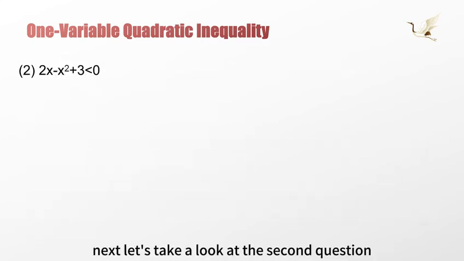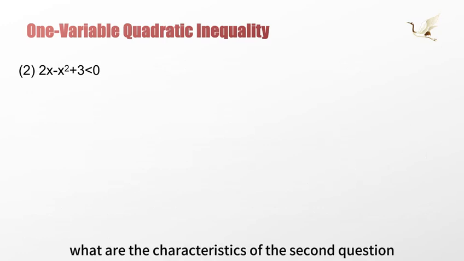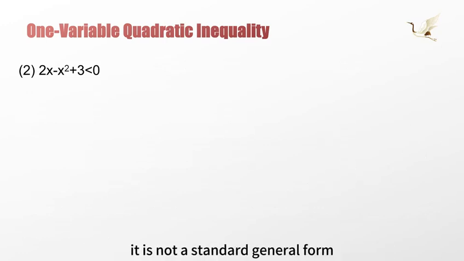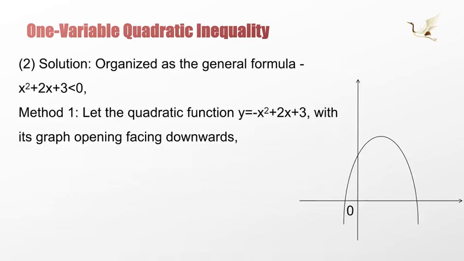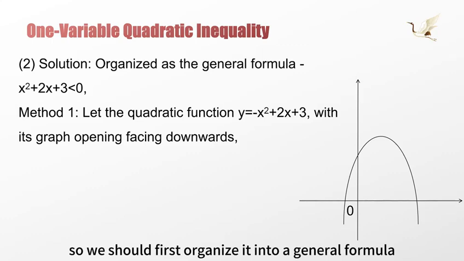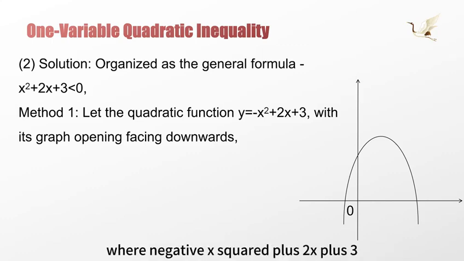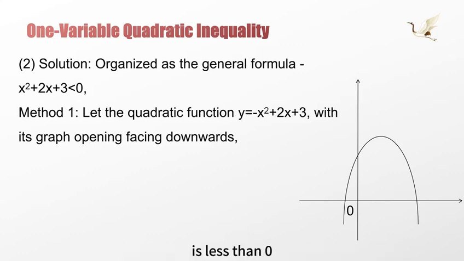Next, let's take a look at the second question. What are the characteristics of the second question? It is not a standard general form. 2x is a linear term, and negative x squared is a quadratic term. So we should first organize it into a general form where negative x squared plus 2x plus 3 is less than 0. There are two ways to handle it next.